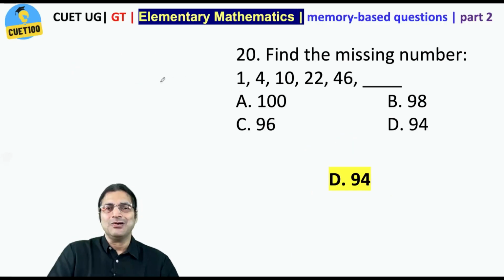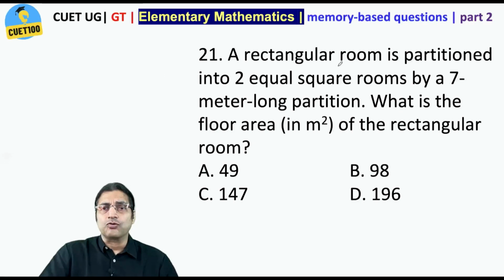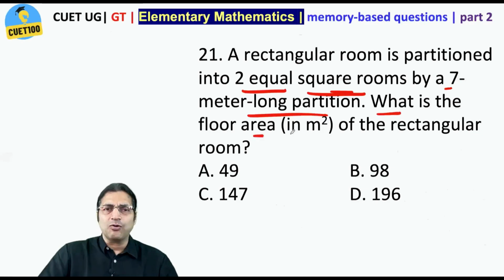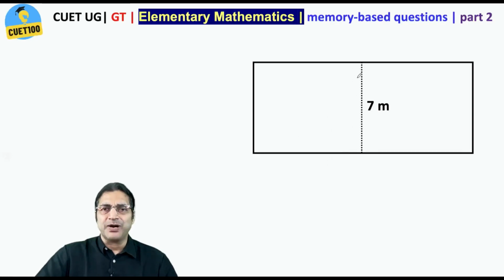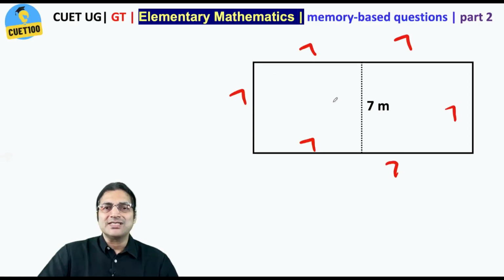All right. Okay. A rectangular room is partitioned into 2 equal square rooms, mind you, square rooms, by a 7 meter long partition. Okay. What is the floor area in meter square of the rectangular room? Would it be like this? This partition of 7 meter makes 2 squares. So, if this is 7, this also has to be 7, right? Of course, everything is 7 now, 7, 7, 7, 7. So, what is the area? 7 plus 7, 14 into 7, 98.